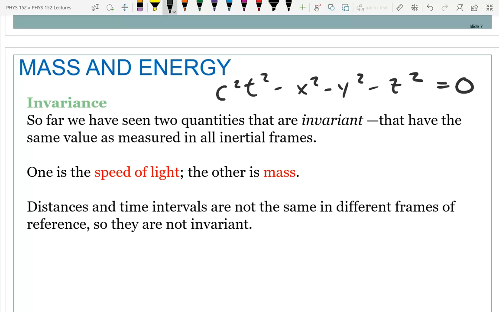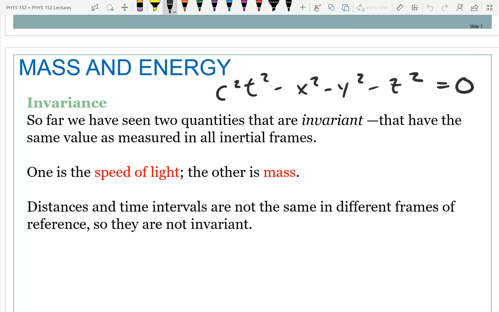Well, other things that are invariant that we have now seen, we had the speed of light. Speed of light in vacuum is the same in every reference frame. A second thing is mass. Mass is the same in every reference frame. And so that gives us another invariant, the mass.